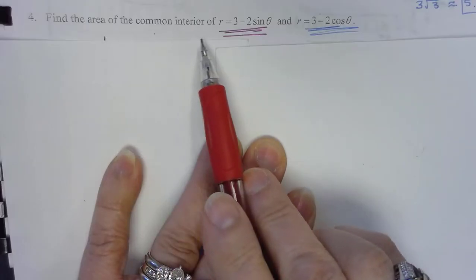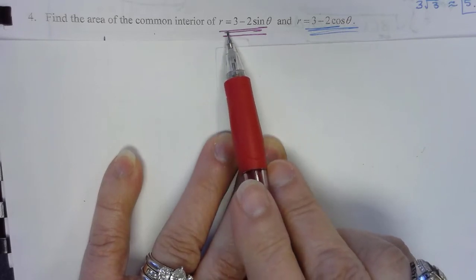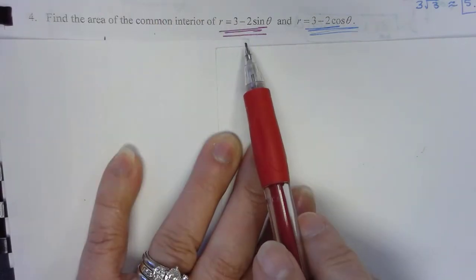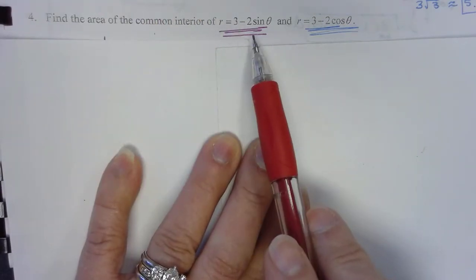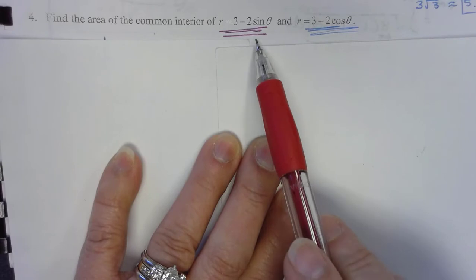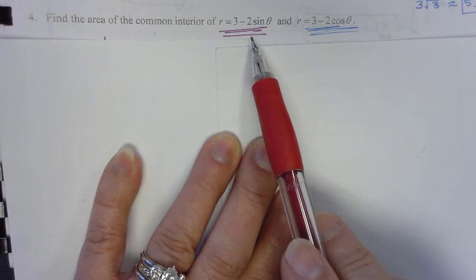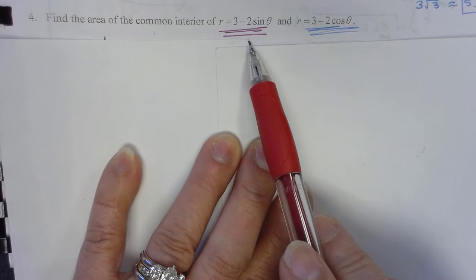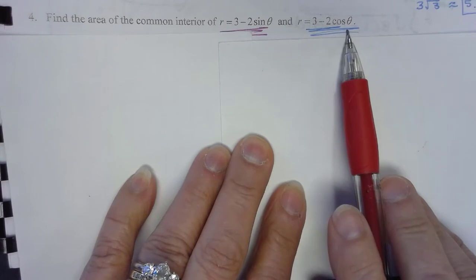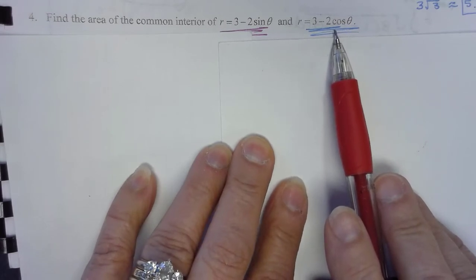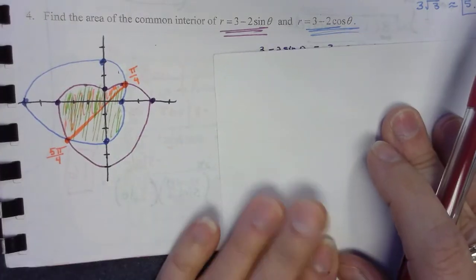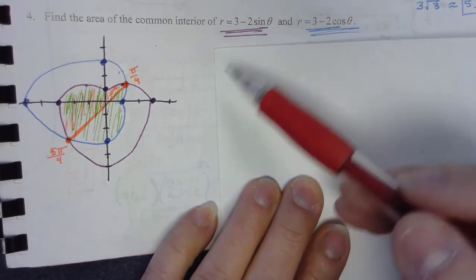Find the area of the common interior of r equals 3 minus 2 sine theta. We know that's going to look similar to the one above, except that it is a 3, and 2 sine theta is going to elongate it, and we're going to be hanging down and reflecting across the y-axis on this one, or the pi over 2 radial line. And r equals 3 minus 2 cosine theta. This is going to be reflecting across the pi radial line. And this is what we have. So let's graph this one. Again, I can do it with just a few points.